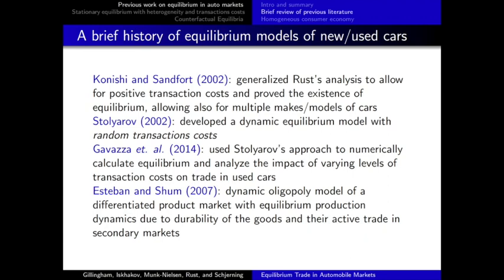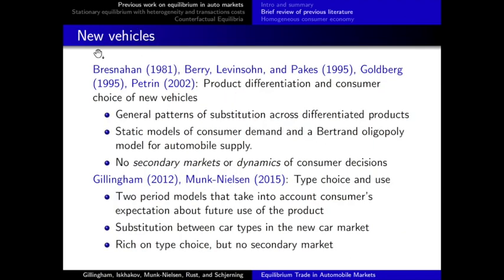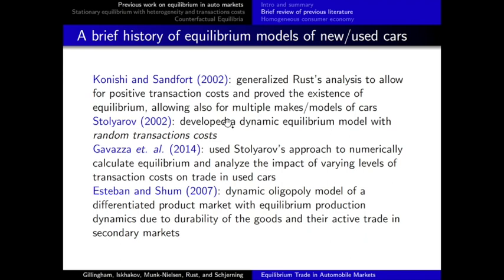Okay, one of the things that were difficult there was the fact that you're working with continuous mileage, so we're going to work with discrete stuff and essentially combine dynamic programming with the Berry approach. Okay, and then Stolyarov developed, in the JPE paper in 2002, a dynamic equilibrium model with random transaction costs.